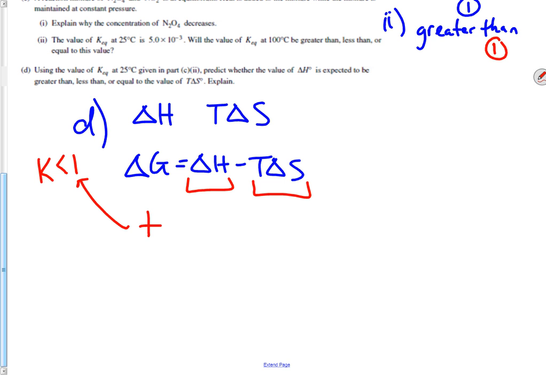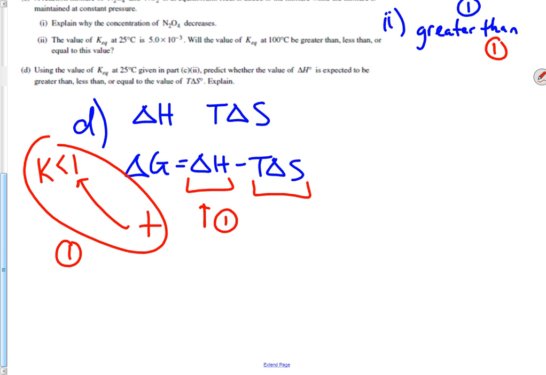So because K was less than 1, you get 2 points. 1 point earned for the prediction, 1 point earned for an explanation. Literally, the explanation is, I'll just read it. KEQ at 25 degrees is less than 1, hence change of G must be positive. And in order for change of G to be positive, change of H must be greater than T change in S. That's 2 points though, which I thought was pretty crazy. So this has to be greater, that's 1 point. And then just an explanation really kind of going off of this. Okay?